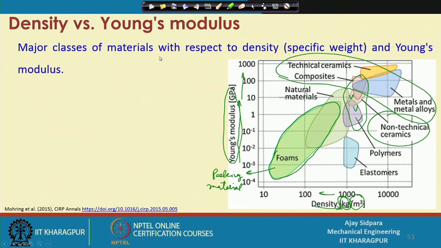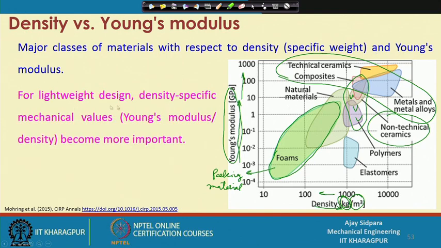So, major classes of material with respect to density, specific weight and Young's modulus are shown here. We need a lightweight design, because many times when you are machining on a very small scale, you need frequent travel in a to and fro direction. So, if your workpiece material is very large, or all the guideways and slideways are very heavy, then movement is difficult, quick movement is difficult.